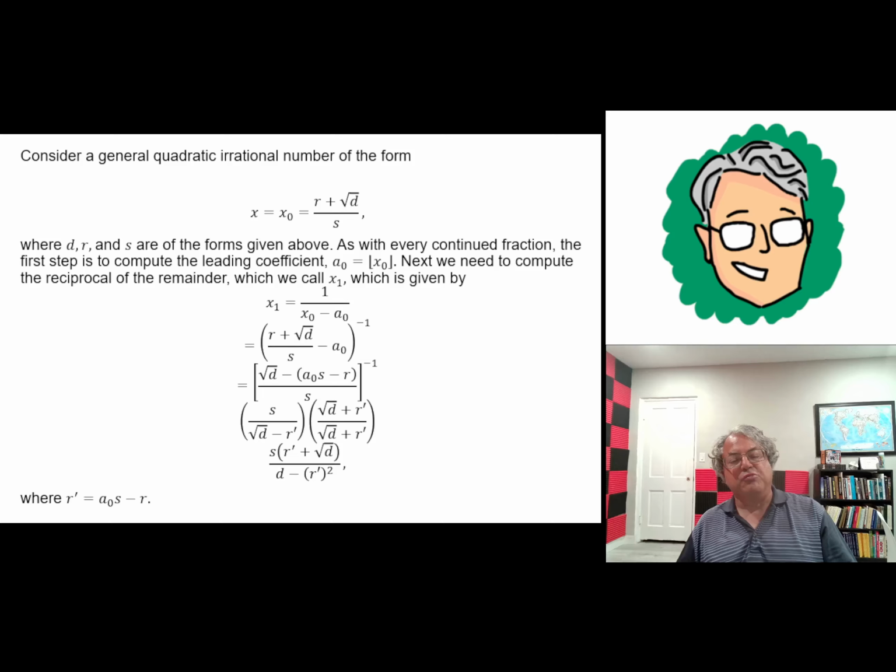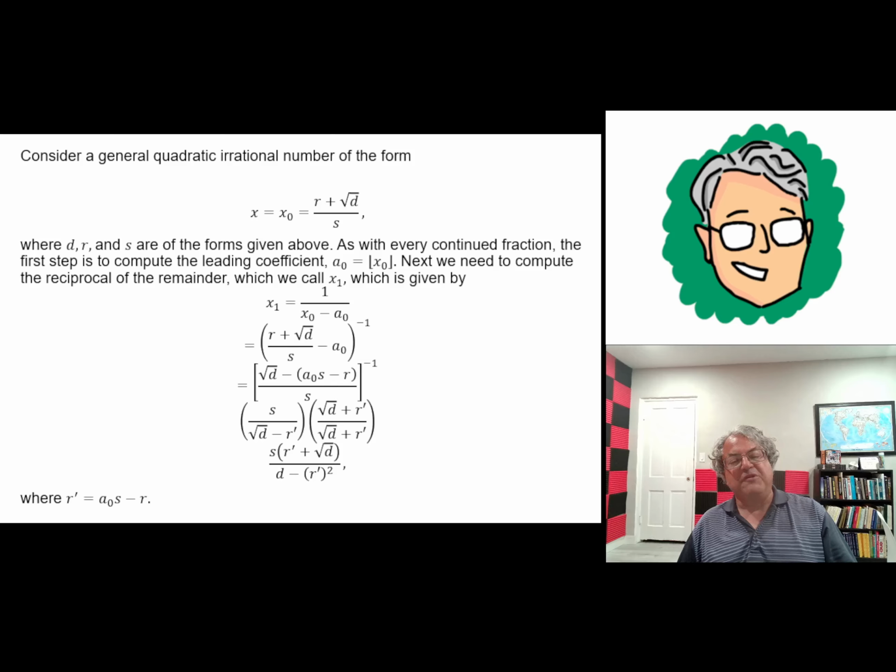So when we're doing any continued fraction, the first thing we do is compute the leading coefficient, which is a0, and that's just the floor of x0. It's the floor of the number we started with. In general, a k is the floor of xk, but here we're just starting with k equals 0. So we calculate the floor, a0. You can always do that. And then once you have the floor, you have to calculate the remainder, and then take the reciprocal of the remainder. And we call that x1. So x1 is 1 over x naught minus a naught.